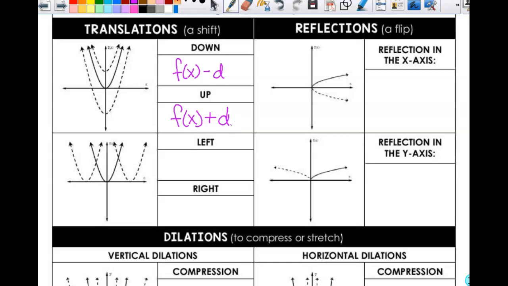Okay? We're going to use A, B, C, and D for our translations. You might have used H and K and A and B, other letters. It doesn't matter what the letters are. What matters is where they are and what they're doing. I mean, because the letter could be anything. There's just something being added or subtracted afterwards.